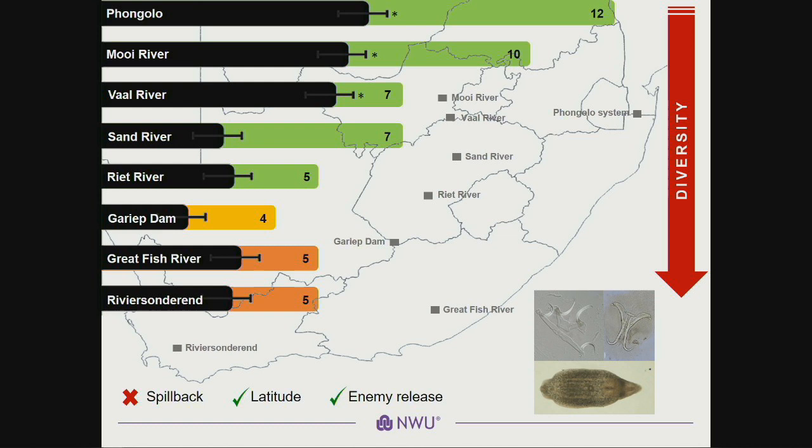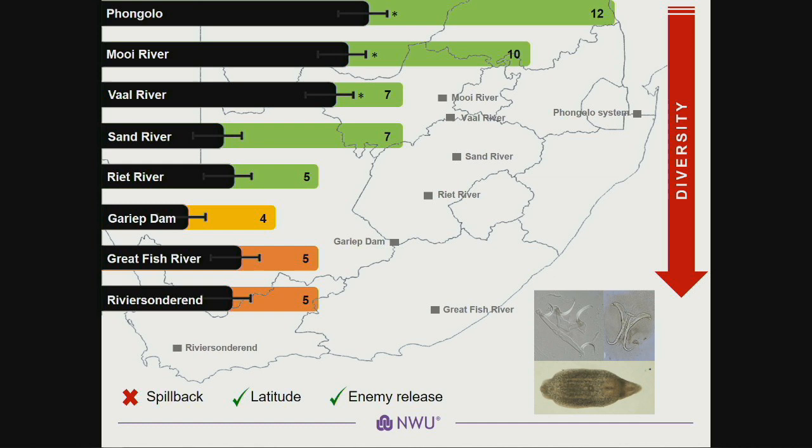The overlaying graph indicates the statistically higher diversity found in the Pongola, Mooi River, and Vaal River compared to the diversity in the other populations, respectively. What do the parasitic communities look like? If we look at the photos in the bottom right, the first image is a monogenean, which is a direct life cycle parasite, and this was the most frequently encountered and abundant parasitic species. It was followed by two nematode and two cestode species.